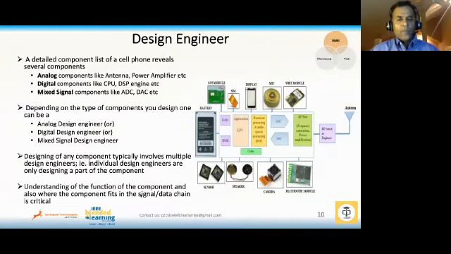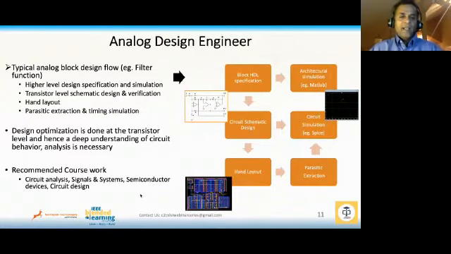Now we'll go one step further and discuss, if you want to be an analog design engineer, what does a typical analog design engineer do? On the right hand side here is a kind of flow for analog. If you are trying to design an analog block, say a filter, you specify the filter at a higher level. HDL stands for hardware description language. So you specify the filter requirements at a higher level. You do an architectural level simulation, if you're familiar with tools like MATLAB, to see whether that specification meets what you want.